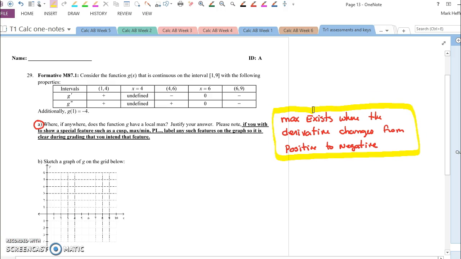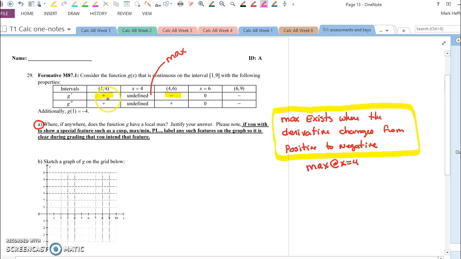A max will exist where the derivative changes from positive to negative. So notice we have a positive and then a negative. So even though this is undefined, there must be a max at x equals 4. I've earned full points on part A. What else does this table mean?